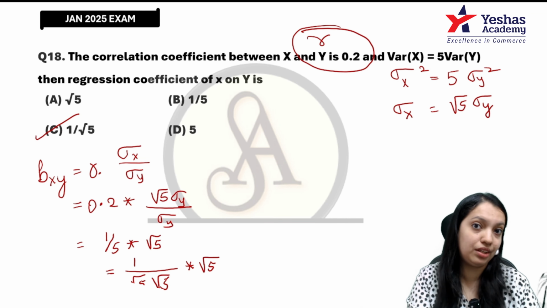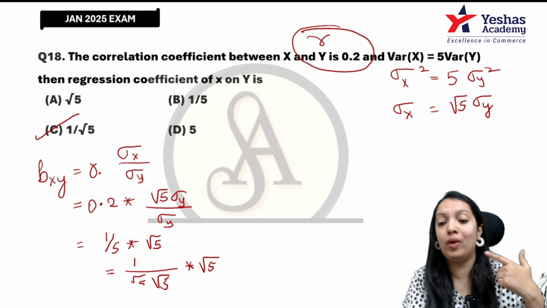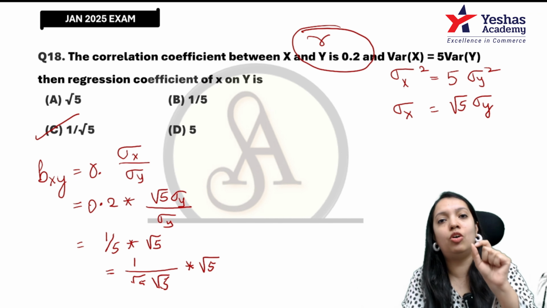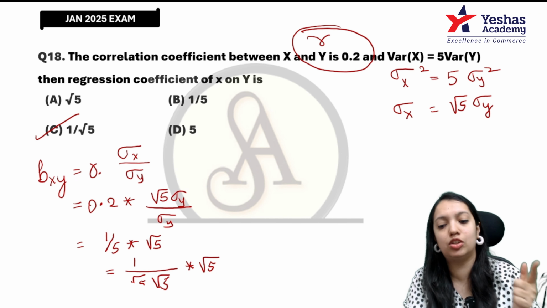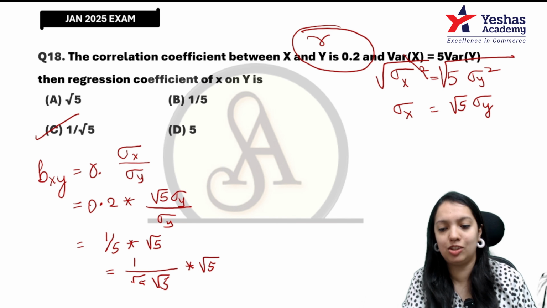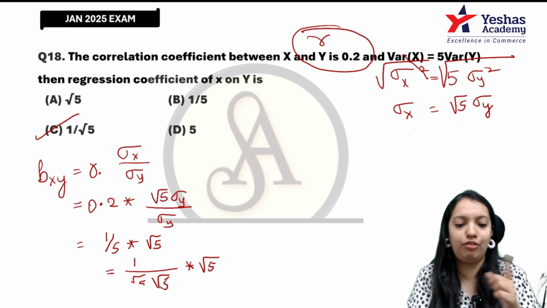Variance of x and variance of y, they are interlinked. Variance of x is sigma x square, variance of y is sigma y square. In order to take the standard deviation, take the square root on both sides. When I apply the square root, square and square root get cancelled. So sigma x is equal to square root of 5, and sigma y is as it is. I have replaced the value.